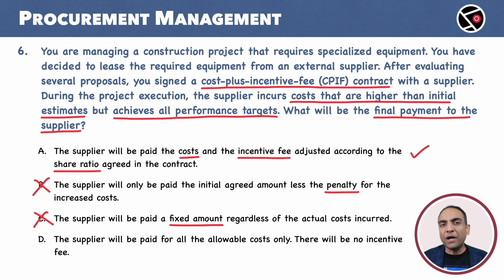D. The supplier will be paid for all the allowable costs only. There will be no incentive fee. No, this is not right. Incentive fee has to be paid as all performance objectives are met. Again, the final payment will be adjusted according to the share ratio to accommodate for the additional costs. D is incorrect. A is our choice.